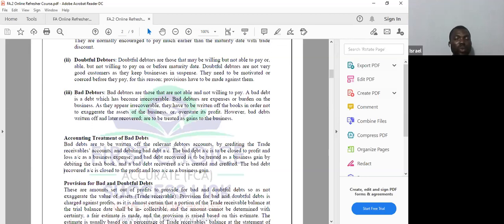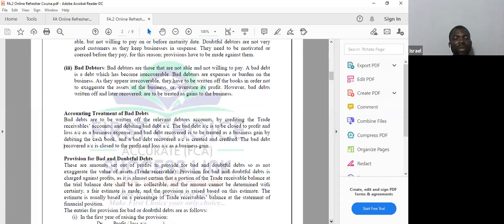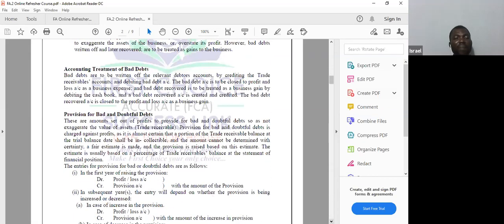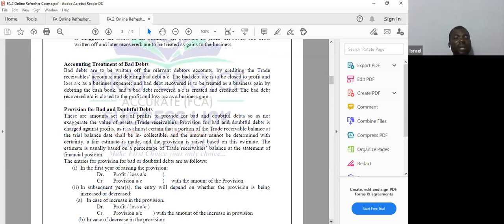Another one that we need to look at is the provision for bad and doubtful debt. What is provision for bad and doubtful debt? Provision is the amount set out of profit to provide for bad and doubtful debt, so as not to over-increase the value of the asset. That is what we are talking about. Provision for bad debt is charged against profit as it is almost certain that the person will not pay back. And the other part will be used to reduce the trade receivables. So that's the way we treat the provision for bad debt.